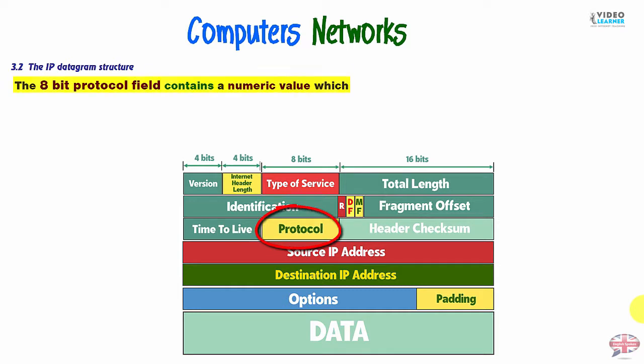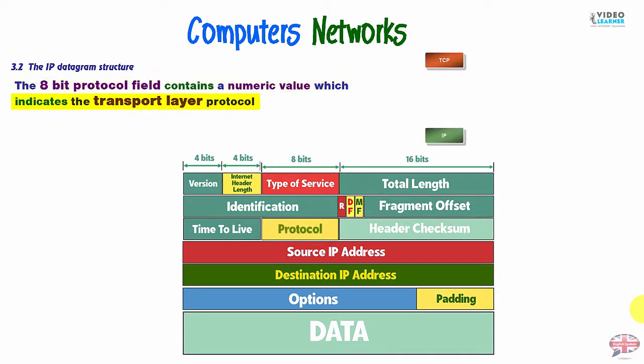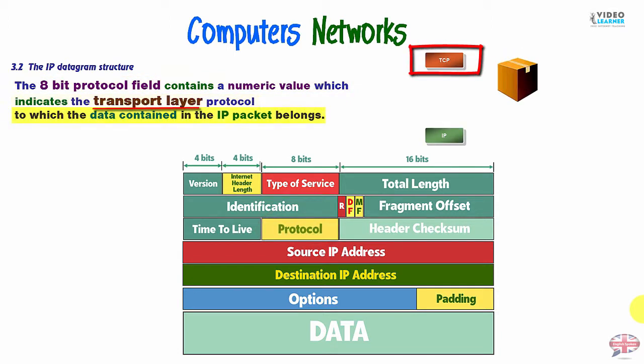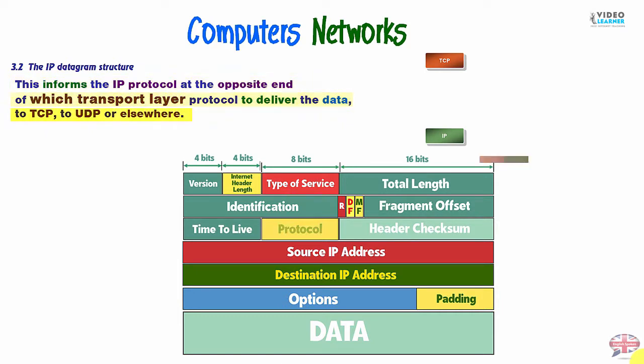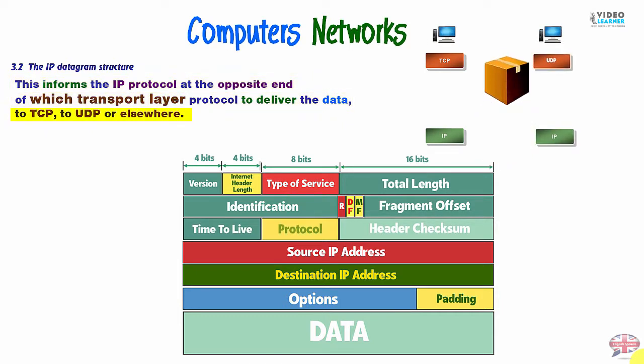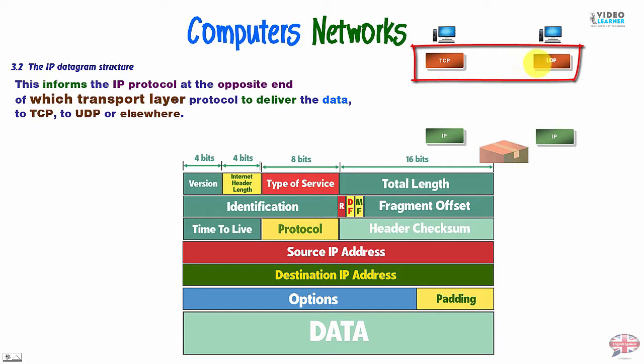The 8-bit protocol field contains a numeric value which indicates the transport layer protocol to which the data contained in the packet belongs. This informs the IP protocol at the opposite end, at the destination computer, for example, of which transport layer protocol to deliver the data to: TCP, UDP, or elsewhere. For example, we have here the transport layer, so we have our TCP or UDP protocol.